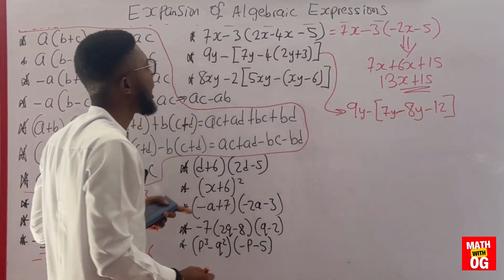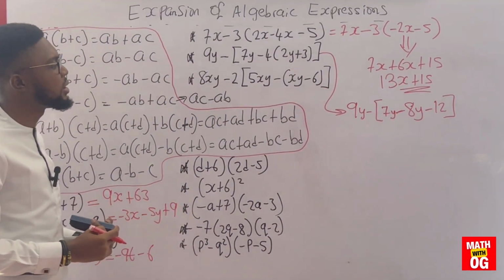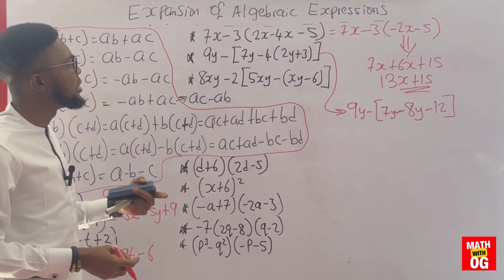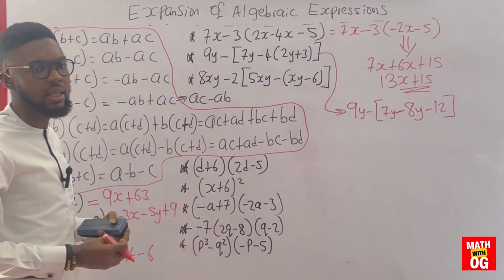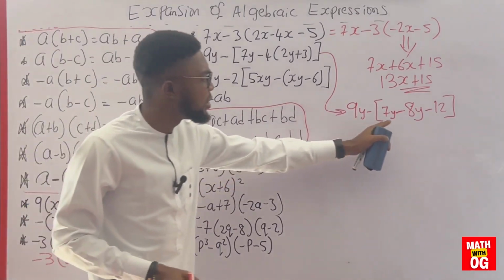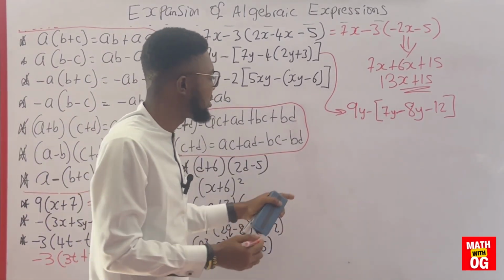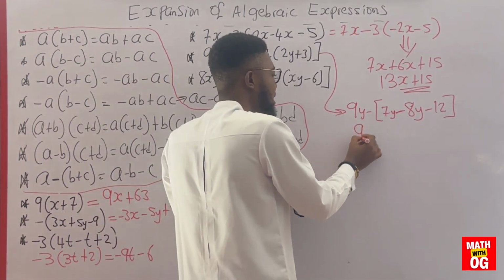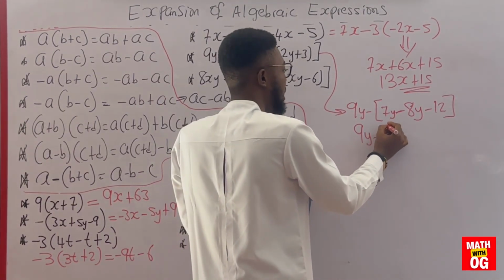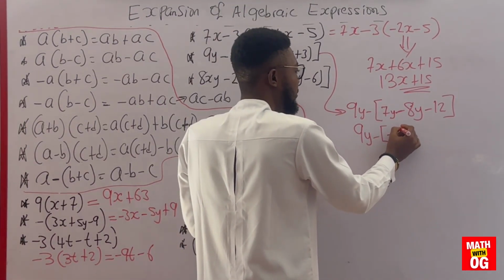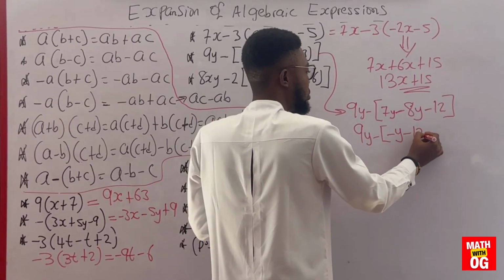Now 7y and 8y, they are like terms, meaning that we can add or subtract them. 7y minus 8y is negative y. 7 minus 8 is minus 1, so that will give us a negative y. There's no need to write a negative 1y. So this is 9y, and this is a negative y minus 12.